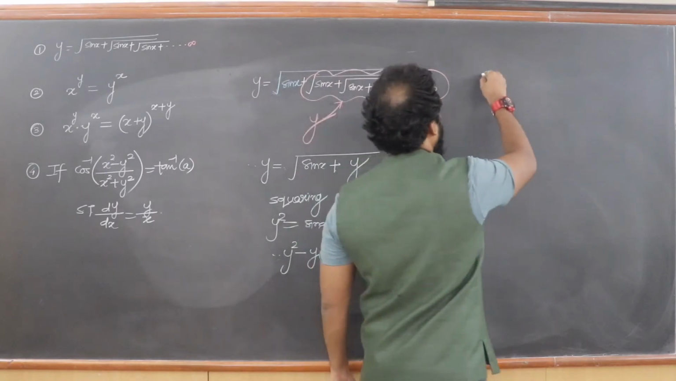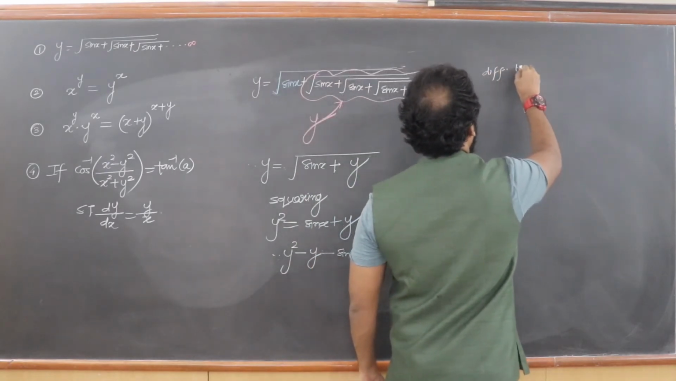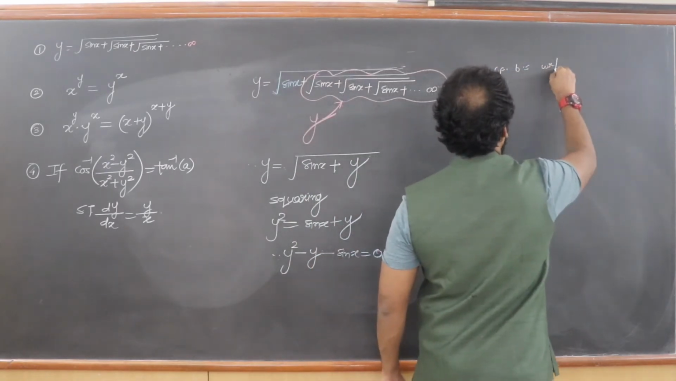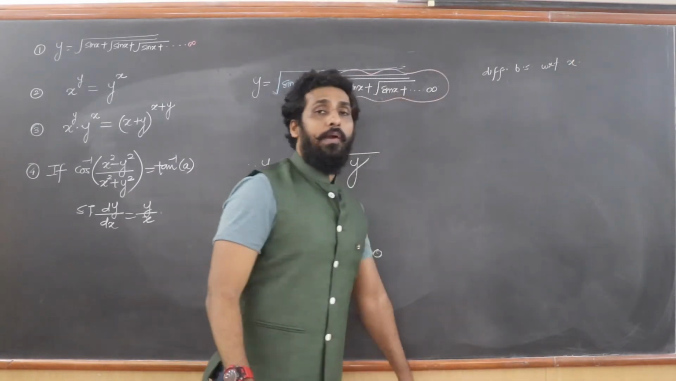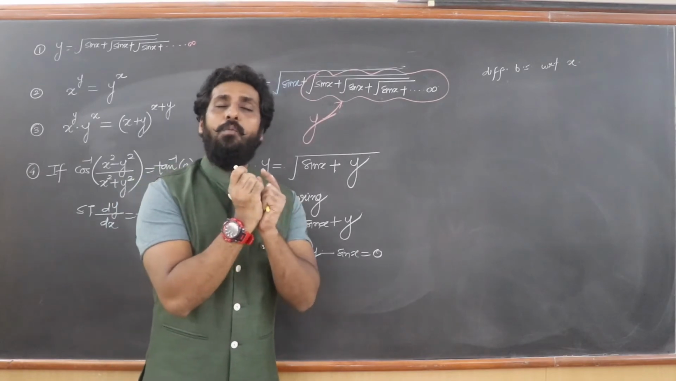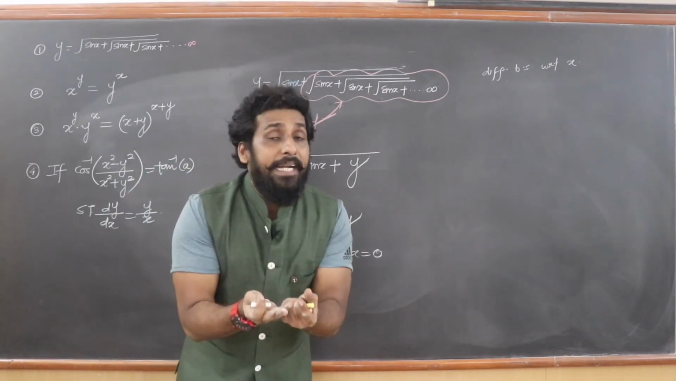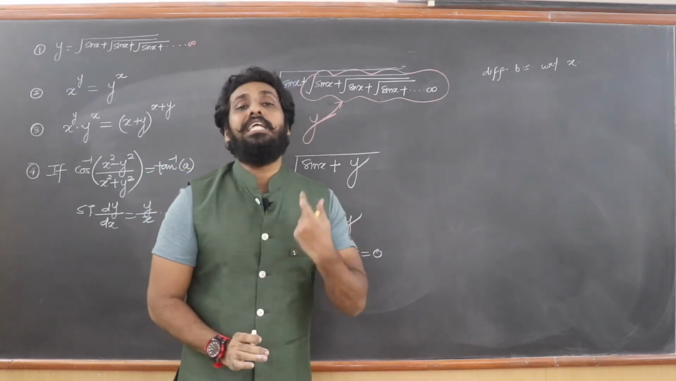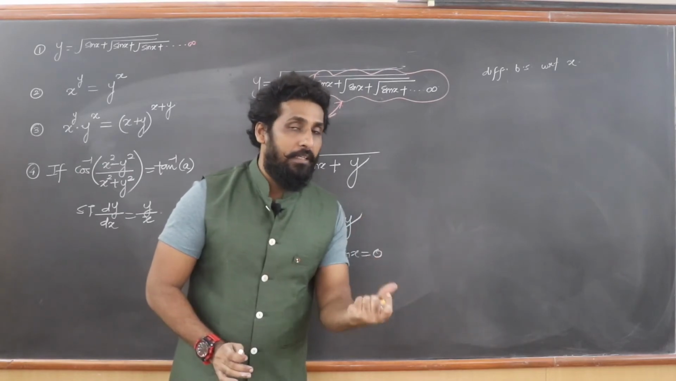And now you will differentiate both sides with respect to x as usual. Whatever term of x is there, you already know the derivative. Whatever term of y is there, you treat it like an x, just add a dy by dx at the end. That's all you should be doing.